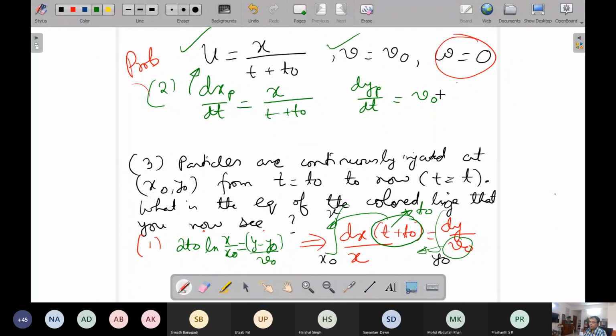So now it is straightforward, and we have to keep in mind that when we write this x as x of particle, this x refers to x coordinate of that particle, because here the particle description and flow description has merged. So now you can integrate this.